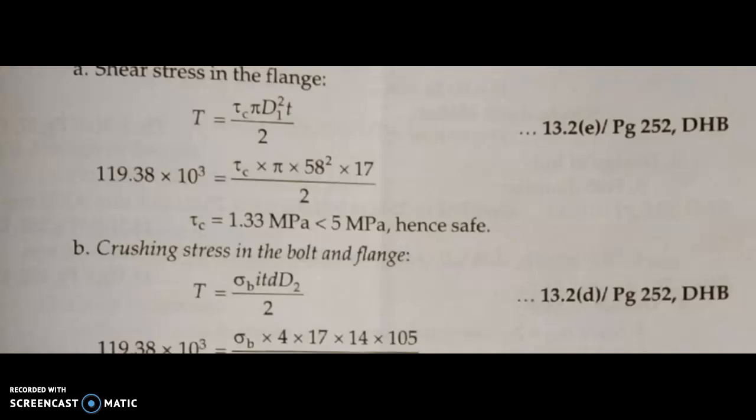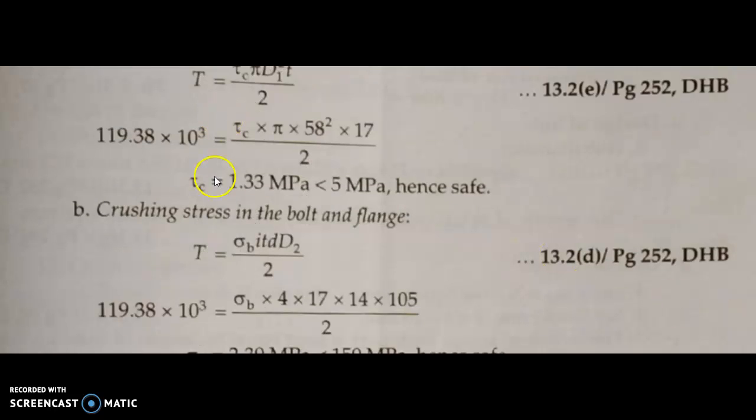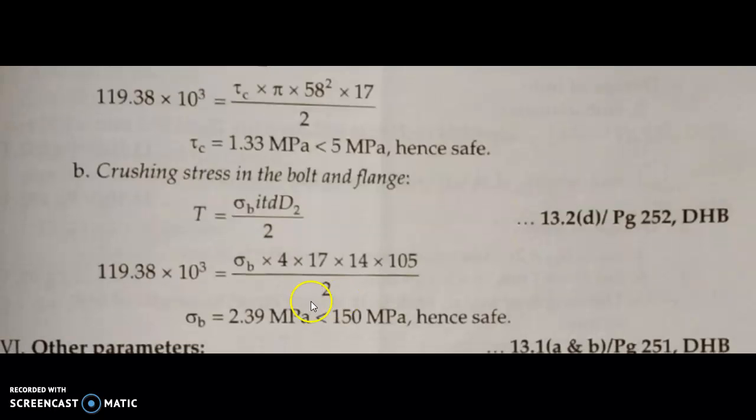Then the next section, crushing stress, that is T is equal to sigma b i t d d2 divided by 2. Again, equation number 13.2d, page number 252. If we substitute all values except sigma b, then we will get it as 2.39, which is much lesser than the given value of 150 megapascal. So our design is safe.